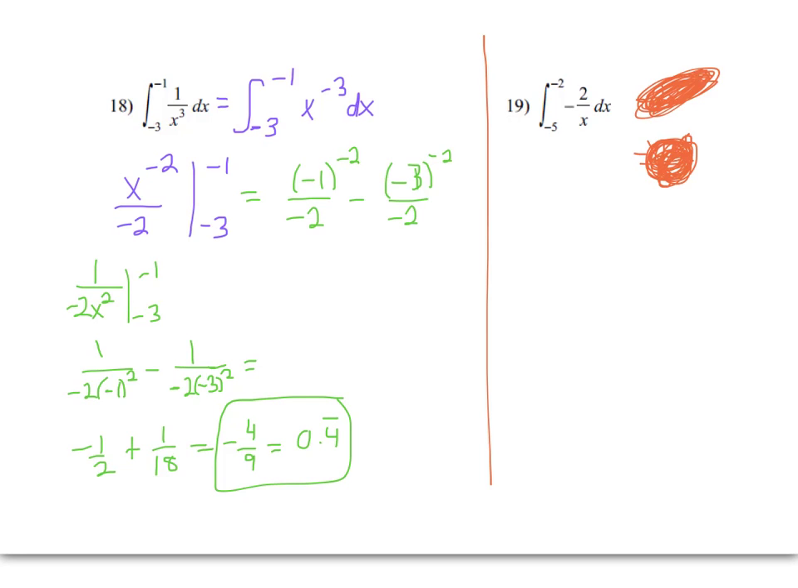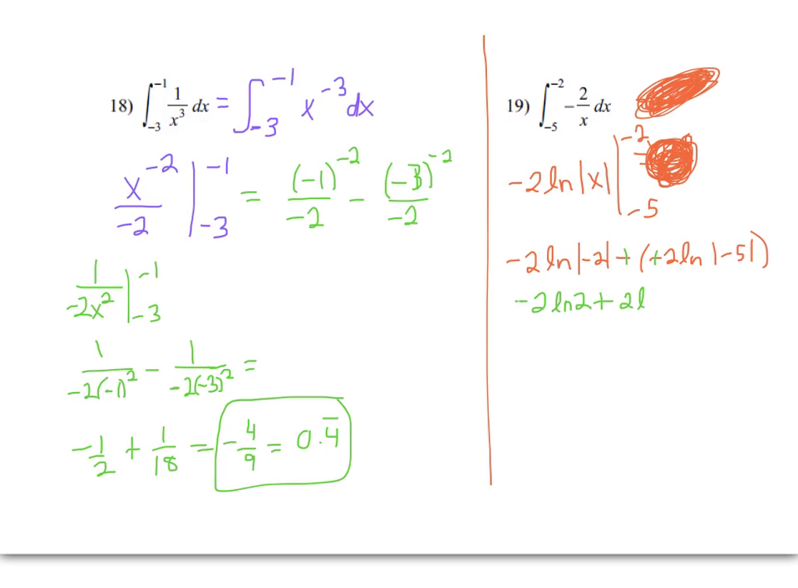Then the integral of 1 over x is natural log of x, so this is going to be negative 2 natural log absolute value x. I'm going to plug in negative 2 and negative 5. Now, those absolute value bars are pretty important. Whenever I plug in negative 2 and I plug in negative 5, those absolute value bars make the negatives go away. If I don't make them go away, I get an error on my calculator, and I don't know what to do to fix that. But if I remember the absolute value bars, then this is really negative 2 natural log of 2 plus 2 natural log of 5.